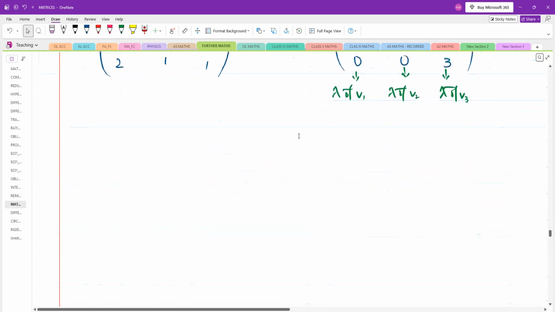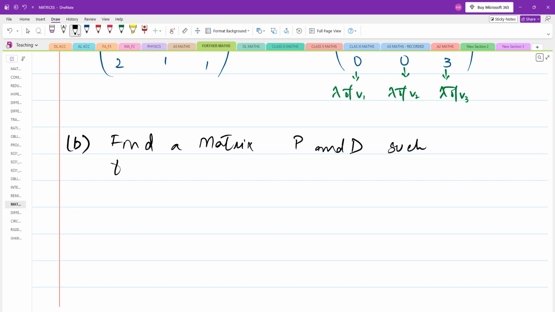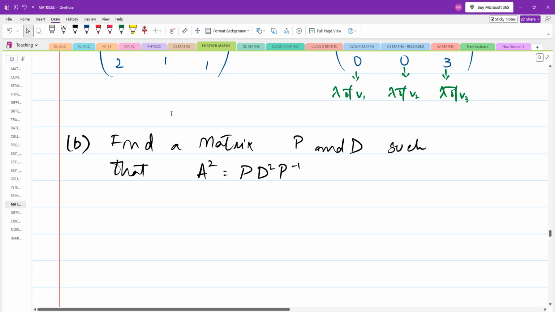The other thing that you need to know is if the question had instead said, find a matrix P and D such that A squared is equal to P D squared P inverse, the square would be on D. You have to notice the power on A.